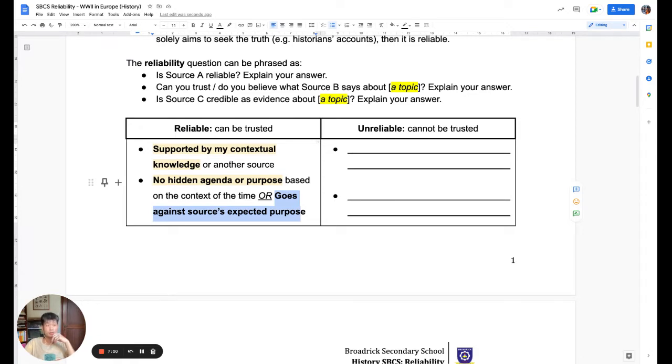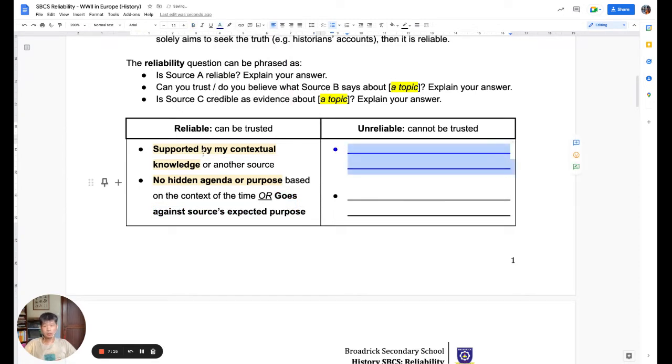Because instead of trying to say something to achieve an agenda, they are saying the opposite of what you expect them to want to do. Sit and think about that for a while. The converse: unreliable, cannot be trusted.